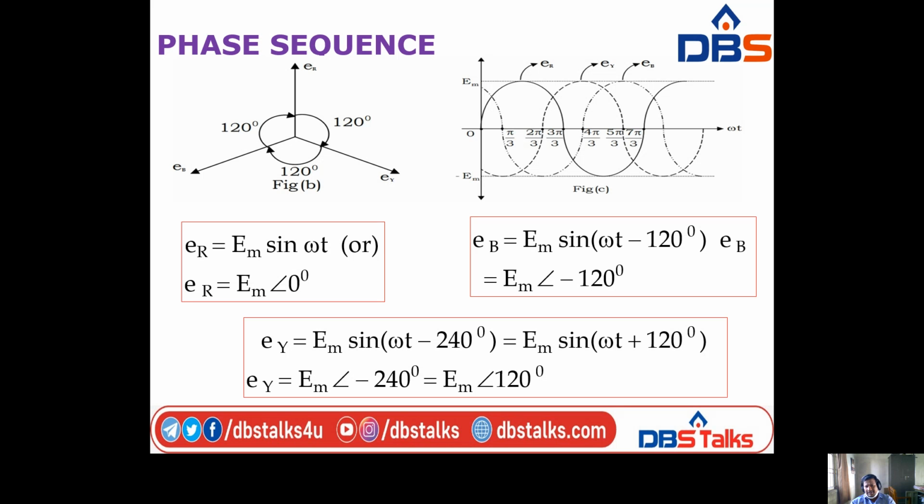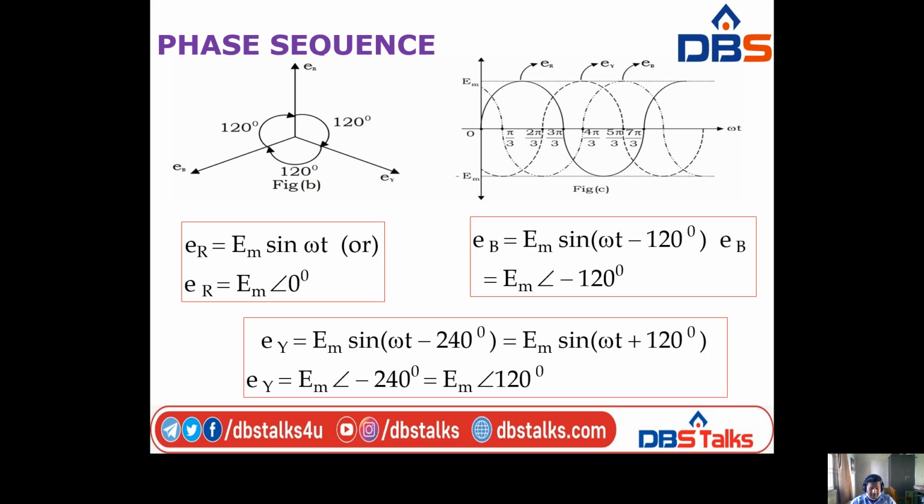Suppose the first to get the maximum value is the Y phase, followed by B, followed by R, then the phase sequence is YBR. Suppose the first to get the maximum value is the B phase, followed by R, followed by Y, that is BRY, like that. So RYB is the phase sequence whenever the maximum value is first reached by phase R.